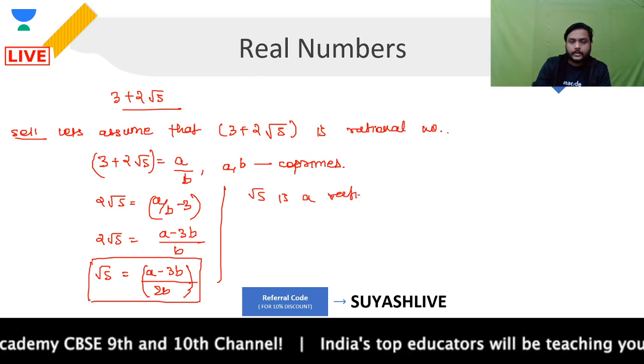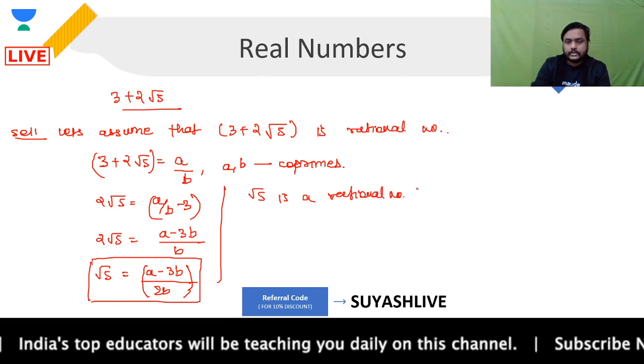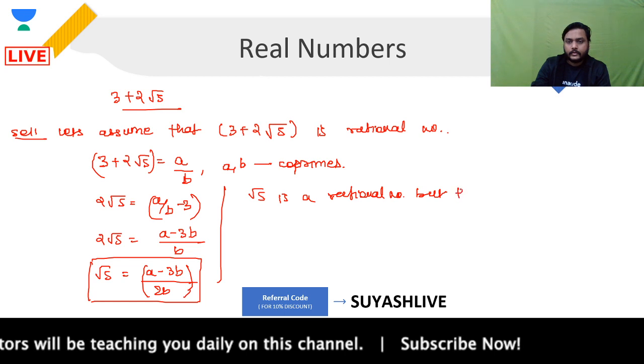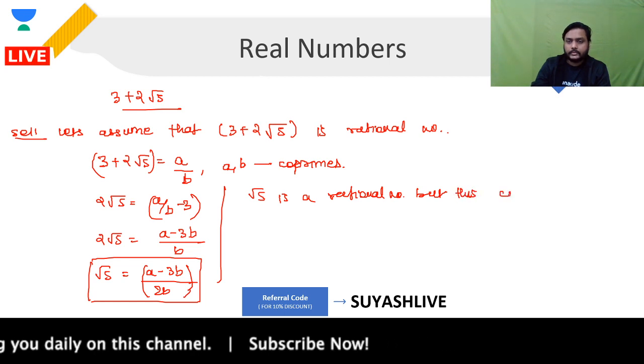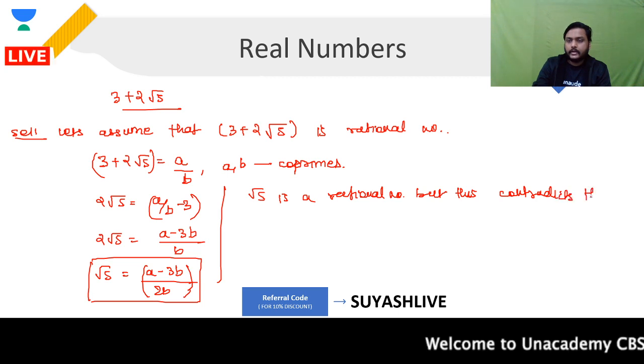Root 5 is a rational number. But again, what can you say? You can say that this contradicts the fact.